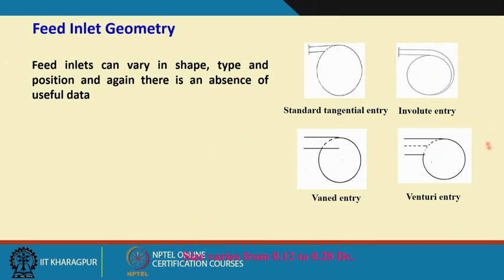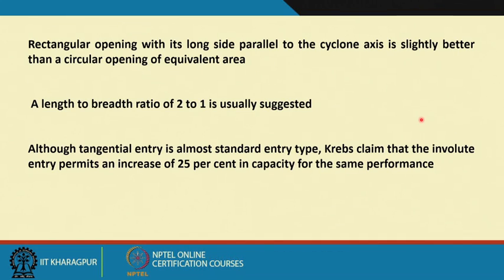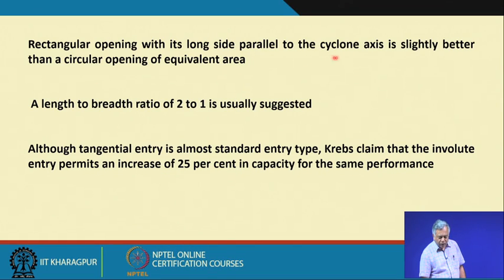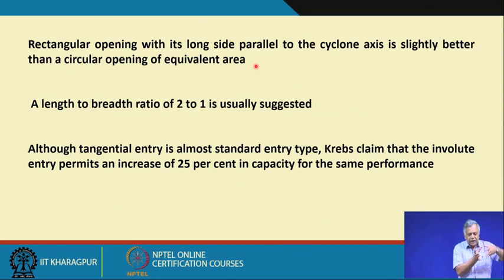There are also other types like a veined entry and venturi entry. They are not that preferred a design because of many manufacturing related issues, so they are not that popular. These two are very popular for cyclone manufacturers, that is tangential and involute entry. Rectangular opening with a long side parallel to the cyclone axis is slightly better than a circular opening of equivalent area. That is, at the inlet, whether you have a circular opening at the point of discharge into the cyclone, or a rectangular opening, is also another design variable.